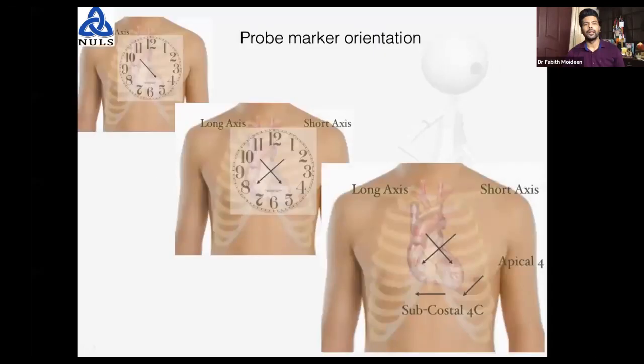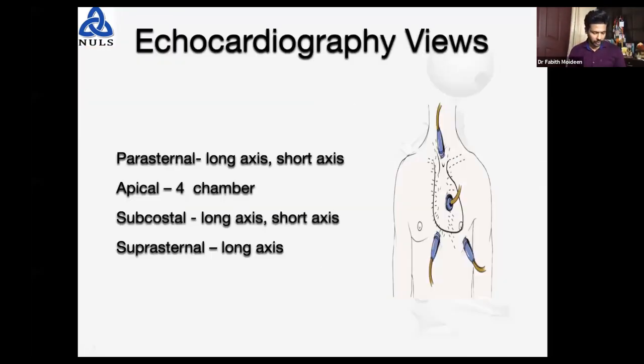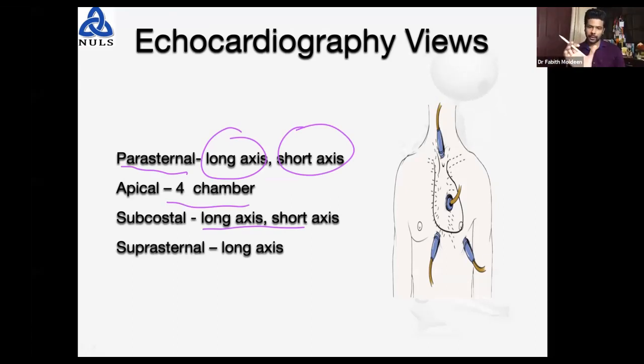All right. So coming to the views, okay. So we are going to have a parasternal long axis, and then you have two things in that. The parasternal view has the long axis as well as the short axis. Now the other view is an apical 4-chamber, and the subcostal view, long axis to see for the IVC, short axis to see your whole heart, like a 4-chamber, and then the suprasternal to see for the long axis.